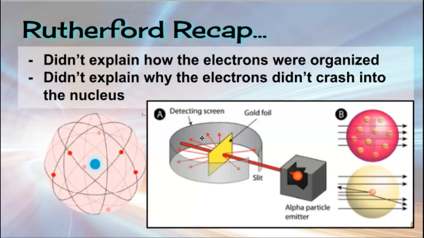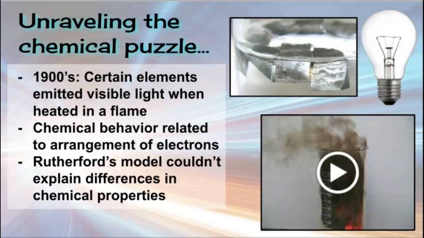Some of the particles had their paths bent at different angles, and a few of them bounced backwards. But the only way that would happen was if the atom had a small, heavy region in the center, which was going to be the nucleus. So it's going to be a positively charged nucleus. That didn't explain, though, why the electrons didn't crash into the nucleus.